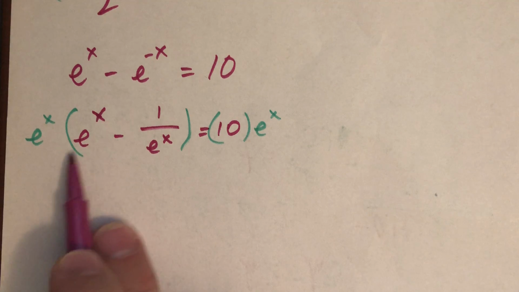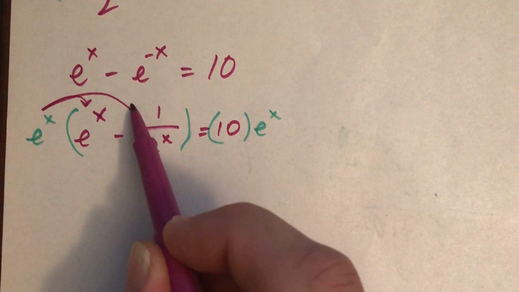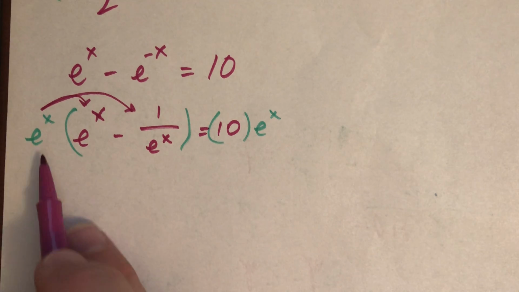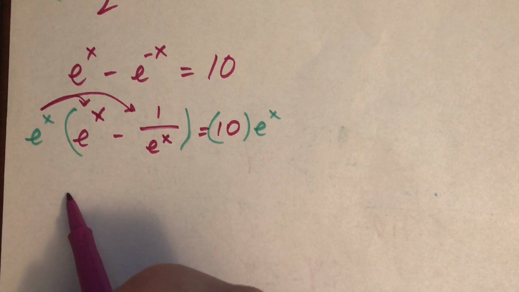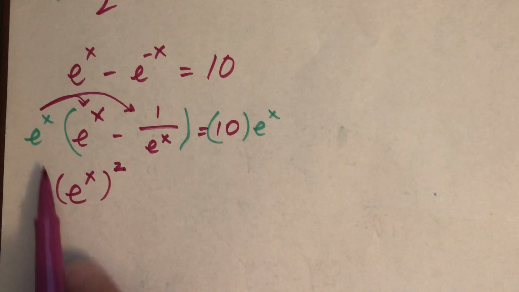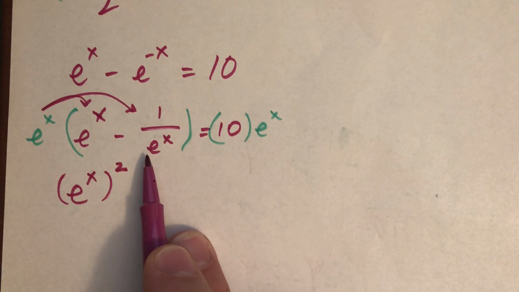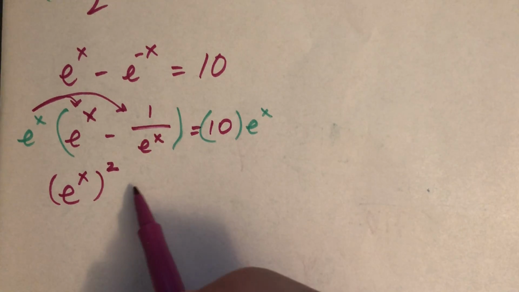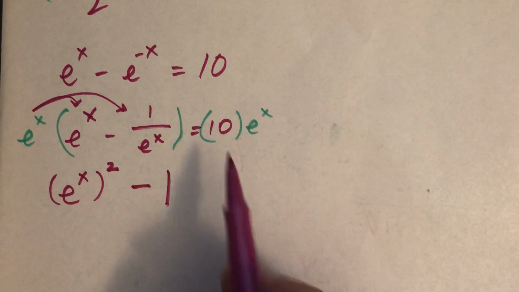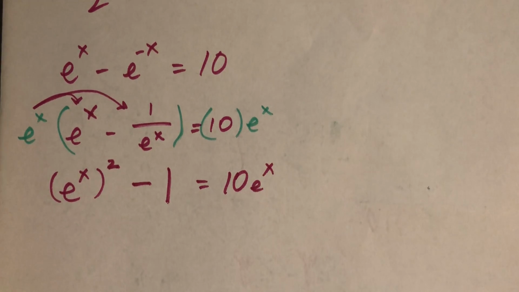So now we distribute. e^x times e^x, then this one we distribute, so e^x times e^x. This is (e^x) squared. And then we've got e^x times negative 1 over e^x. That's just going to be negative 1. And then here we've got 10 times e^x.